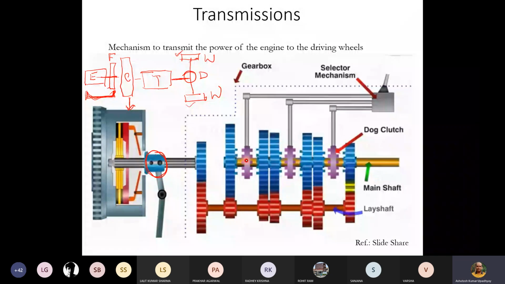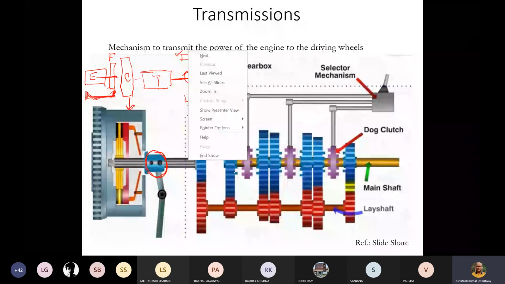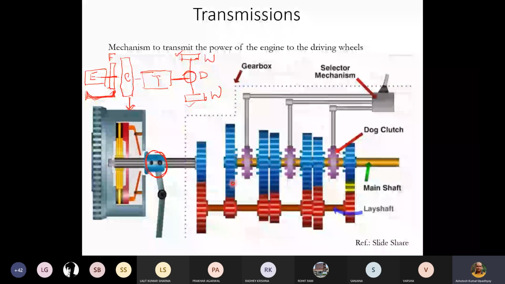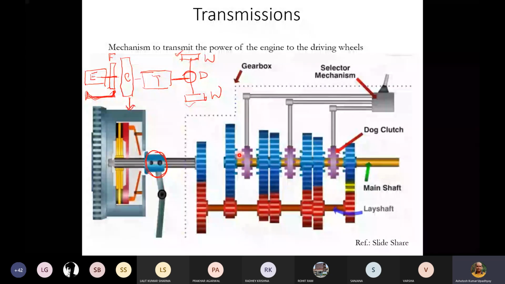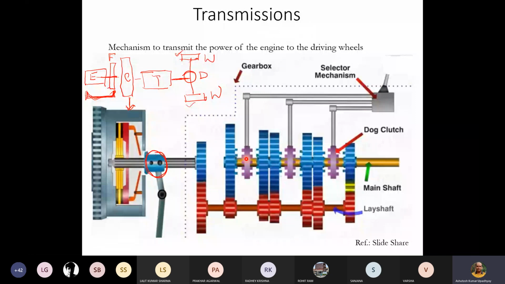Okay, so in between this dog clutch and this blue color gear, there is something else, which you can say is acting as a synchronizer. So it will synchronize the motion. Okay, and that connection will be smooth. So nowadays we have the synchromesh. Okay, synchronized one. Now let me just explain to you.